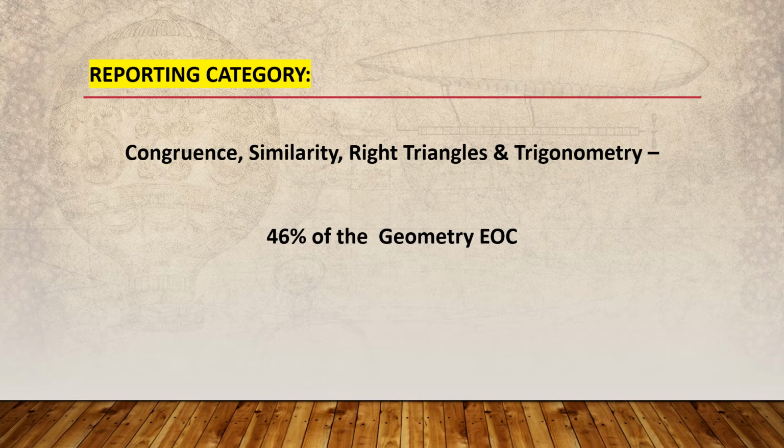This part of your review is a part of the reporting category Congruence, Similarity, Right Triangles, and Trigonometry, which is worth 40% of the Geometry EOC. So we're looking at pretty much half of the questions coming from this reporting category.